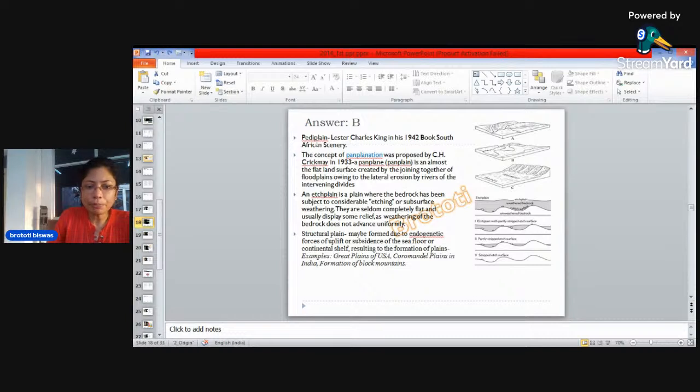Because plane, this concept was given by L.C. King, Lester Charles King, in his book. This is the book's name.